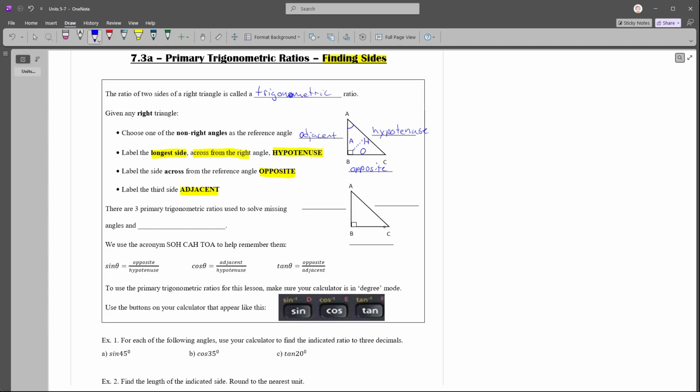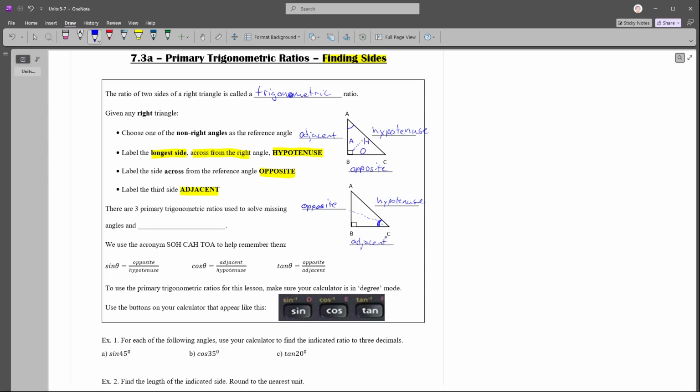Let's do it again, but this time, let's go down here and let's make C our reference angle. So C is our reference angle. So that means everything is going to be labeled based on C. Well, we know the hypotenuse is always the longest side, which is across from our 90-degree angle. So this is our hypotenuse. The opposite is always the side that is opposite of our reference angle. So going all the way across there, there's our opposite. And the only side left is our adjacent, the one that is touching our angle C.